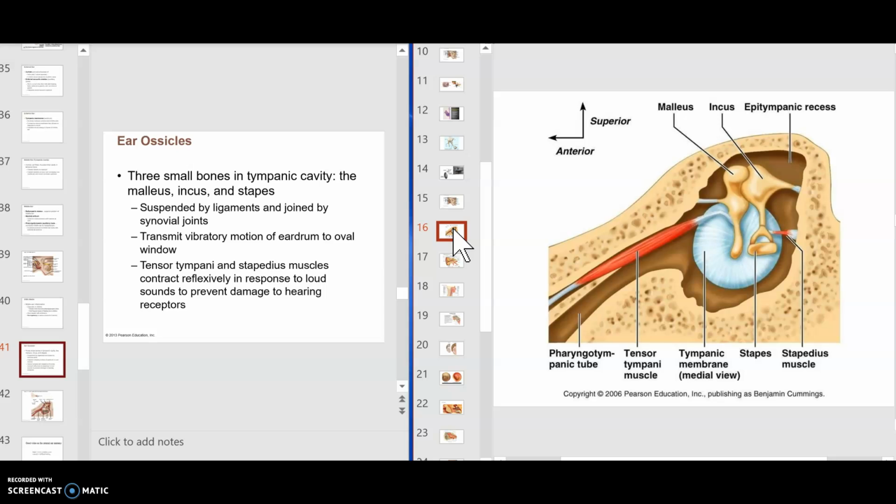Now, when we look at those, we'll go further here. We have a couple of skeletal muscles associated. We have a tensor tympani muscle, which is hooking to the malleus, and we have a stapedius muscle, which is hooking to the stapes there. And what happens is that when loud sounds occur, these can contract and minimize the damage to the anatomical structures that could result in hearing loss, shall we say.